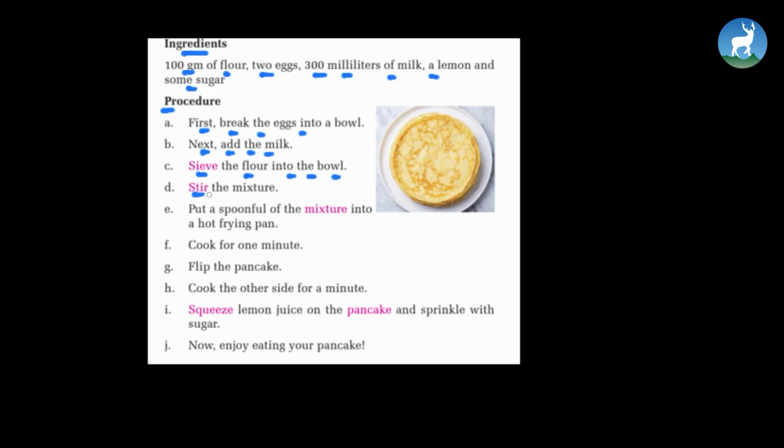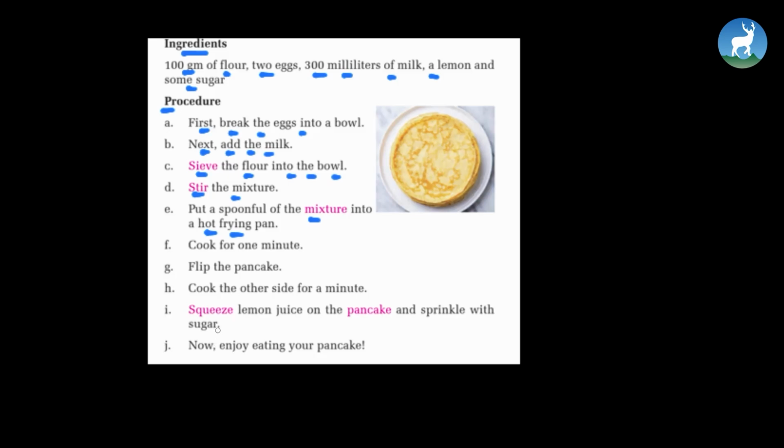Next, number D. Stir the mixture. E. Put a spoonful of the mixture into a hot frying pan. F. Cook for 1 minute. G. Flip the pancake. H. Cook the other side for a minute. I. Squeeze lemon juice on the pancake and sprinkle with sugar. J. Now enjoy eating your pancake.